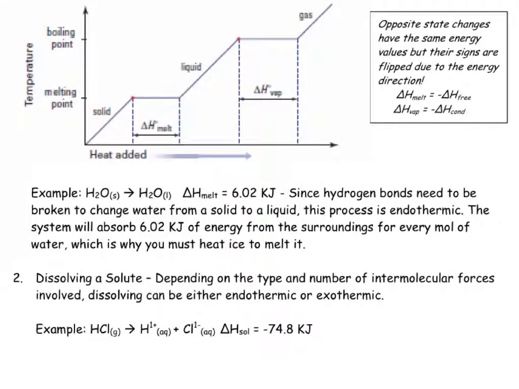If we melt ice, since hydrogen bonds need to be broken to change water from a solid to a liquid, this process is endothermic. The system will absorb 6.02 kilojoules of energy from the surroundings for every mole of water, which is why, in order to melt ice, it has to absorb heat.